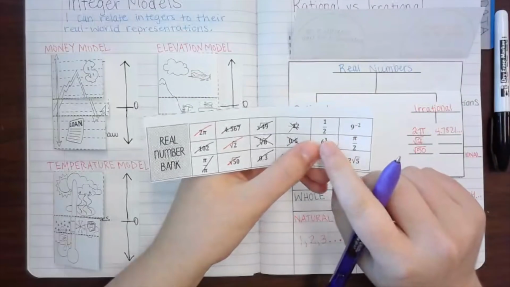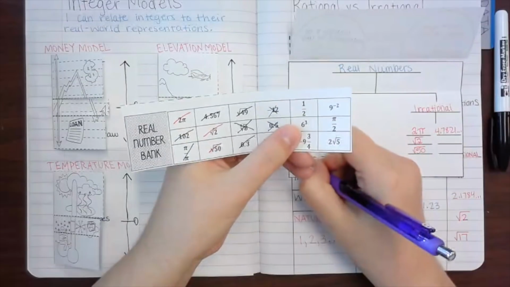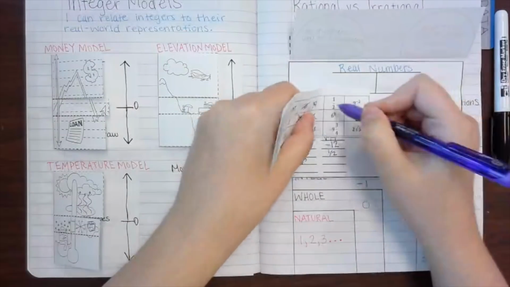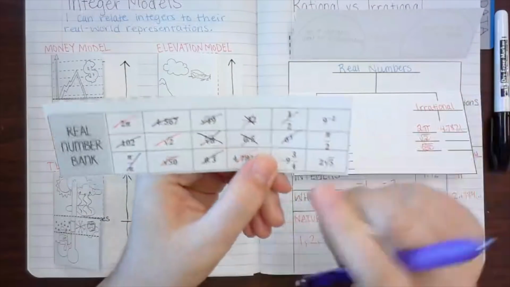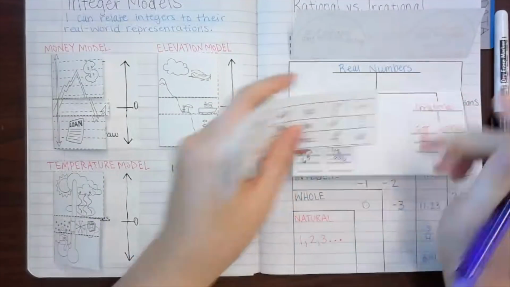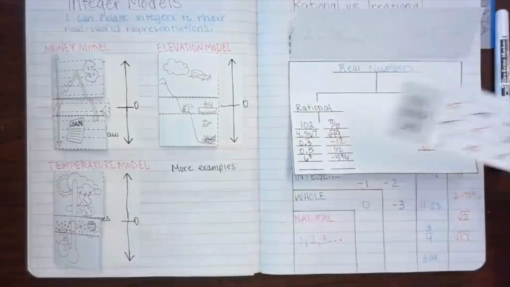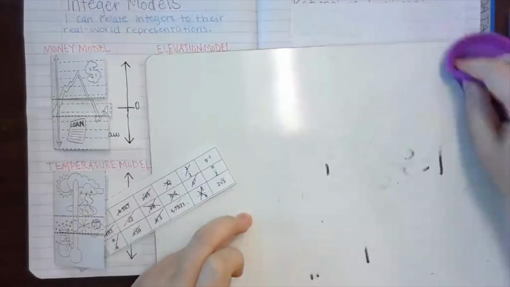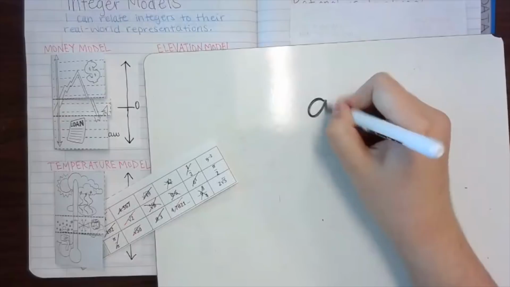6 cubed is 6 times 6 times 6. That's 216, which is a natural number, so it's rational. Negative 9 3/4, that's a fraction. It doesn't matter that it's negative. It's a rational number.